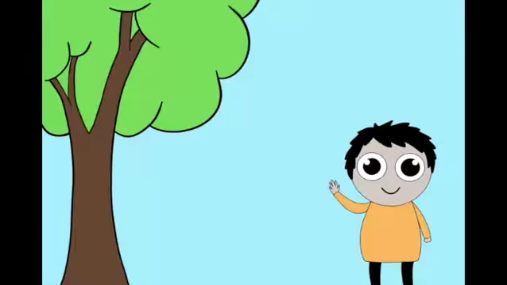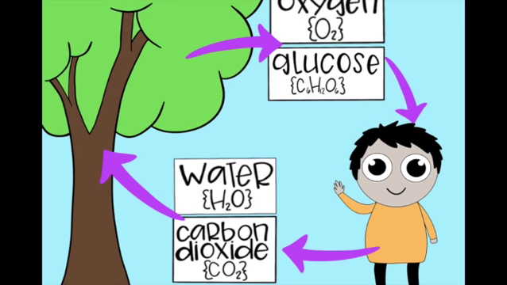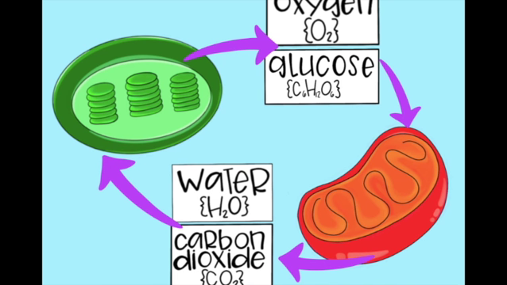We can also see this represented in a picture like this, where a tree does photosynthesis and makes oxygen and glucose, which goes into a human for cellular respiration. That cellular respiration produces water and carbon dioxide, which goes back into the tree for photosynthesis. You may also see it represented like this using the organelles, the chloroplasts, to do photosynthesis, and the mitochondria doing cellular respiration. And it's a cycle and always connected.